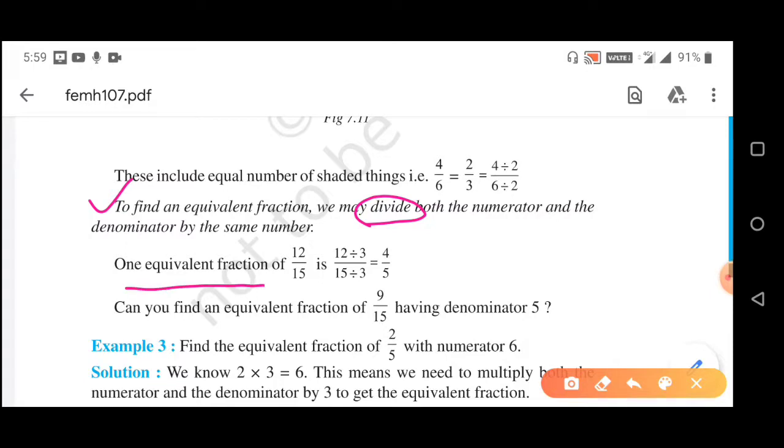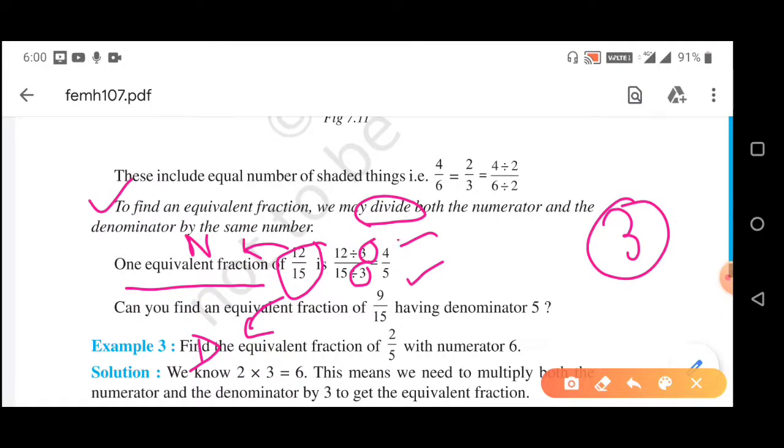So find an equivalent fraction of 12 by 15. So here 12 is the numerator and 15 is the denominator. So we can divide 12 and 15 by a same number. Suppose the same number, we can choose 3. So if we divide 12 by 3, we will get 4. If we divide 15 by 3, we will get 5. So by dividing numerator and denominator by the same number, which is 3 here, we will get 4 by 5. So 4 by 5 is the equivalent fraction of 12 by 15.